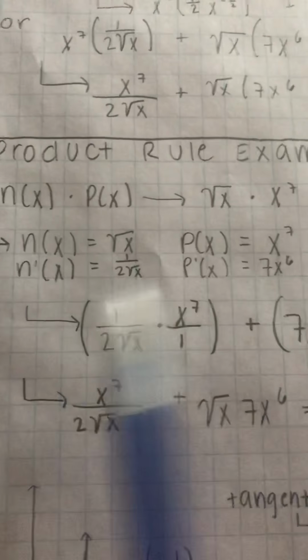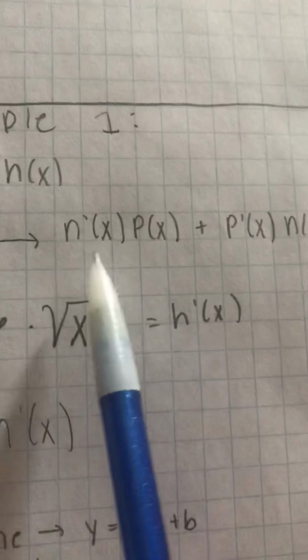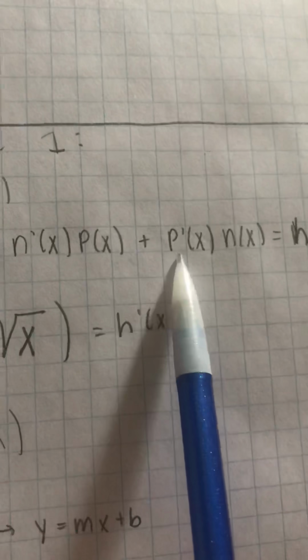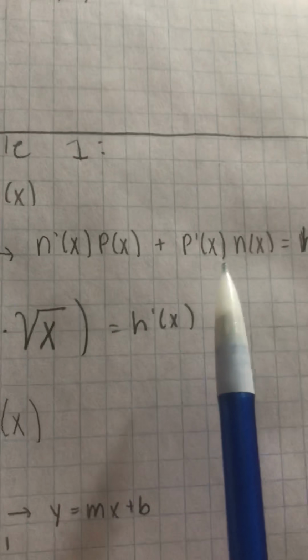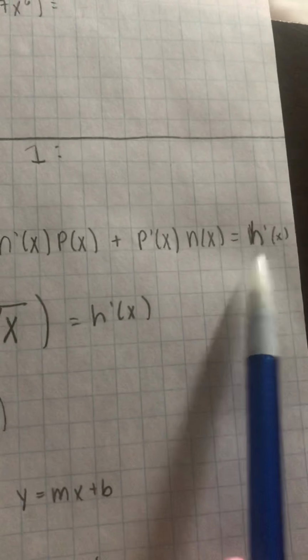Then once I had all of these, I was able to use the product rule. For these terms, I did n prime of x times p of x plus p prime of x times n of x. Since it's addition, it doesn't matter what the order is. It will solve out to be the same thing. It'll all be the derivative of h of x.